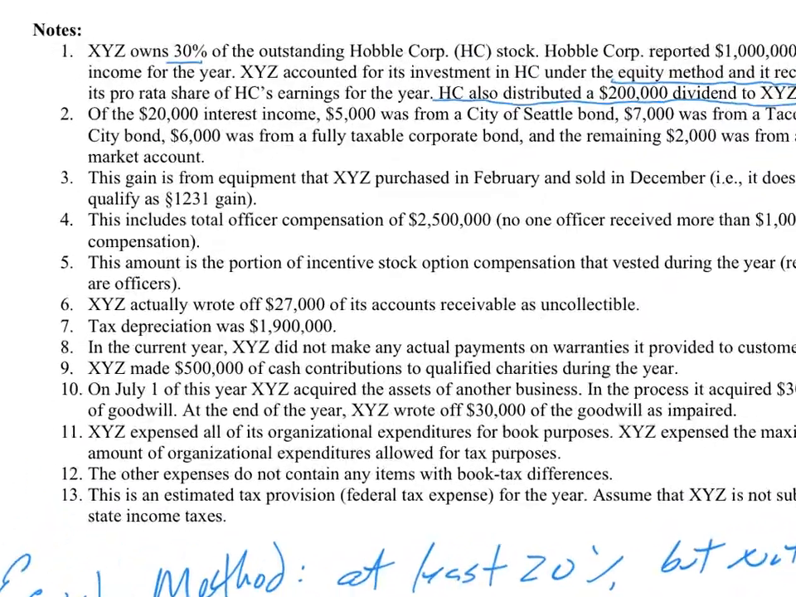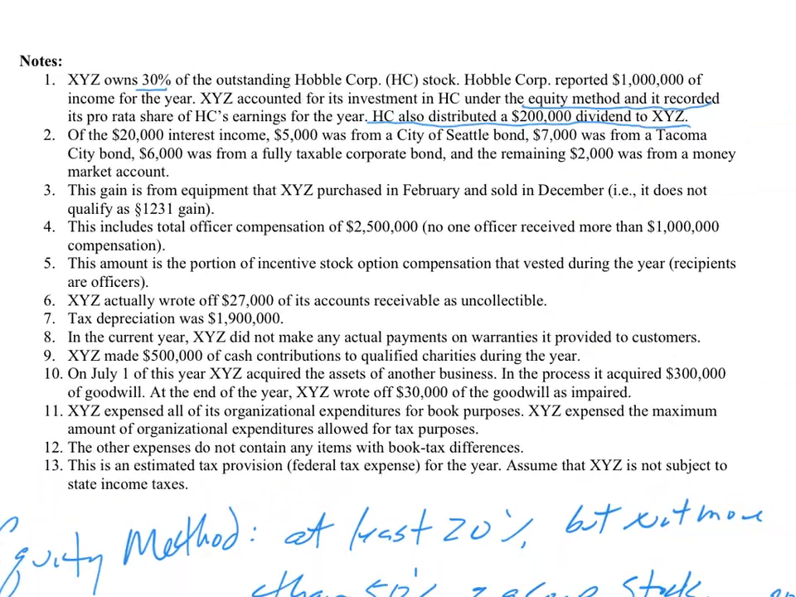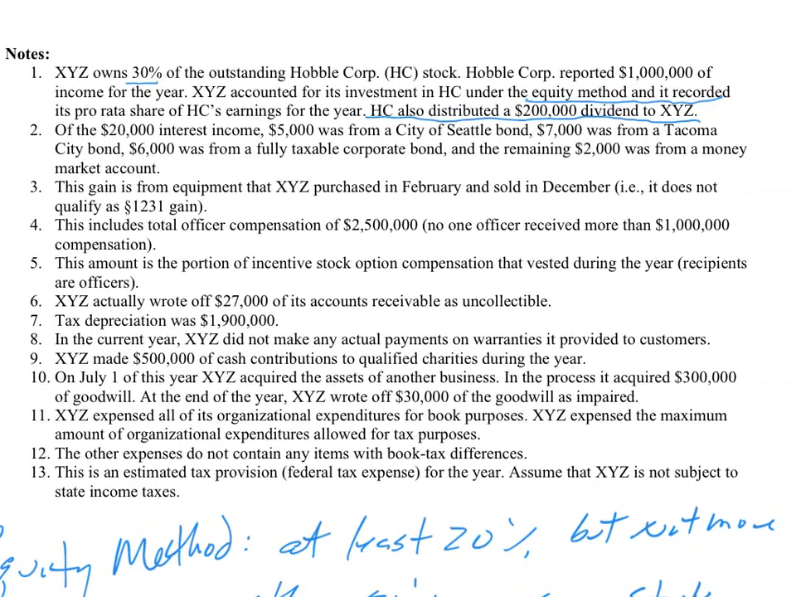All right, so let's look at the interest income. All right, so we've got $20,000 of interest income. 5,000 was from a city bond. 7,000 was from a city bond. 6,000 was from a taxable corporate bond, and 2,000 was from a money market account. Money market accounts are also taxable. So what does that tell us?